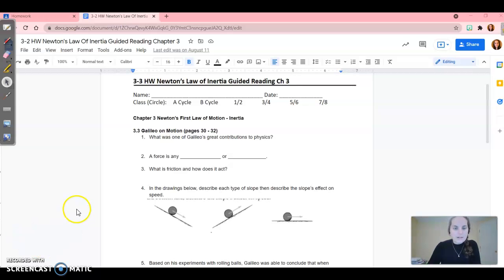Number 3, what is friction and how does it act? So remember that friction is a frictional force, and so it's always acting opposite to your motion. And so it depends on the material that that object in motion is in contact with, and it also depends on the normal force, which we're going to learn more about later on. But basically the weight of the object. So more weight, more friction. More rough of a surface that that object comes into contact with, more friction.